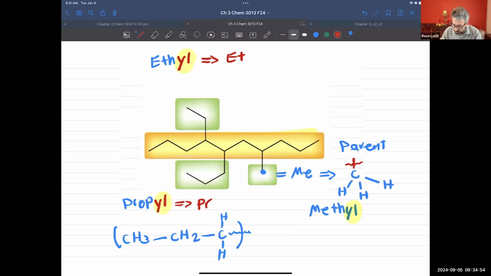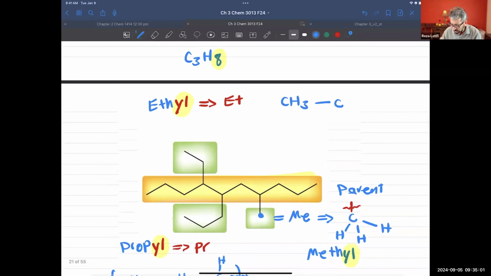What's the formula for it? You have a carbon with 3 hydrogens, and that carbon is attached to another carbon, which has 2 hydrogens attached to it. This carbon must be attached to somewhere else. That piece is going to be the ethyl. So I have 3 substituents: methyl, propyl, and ethyl.